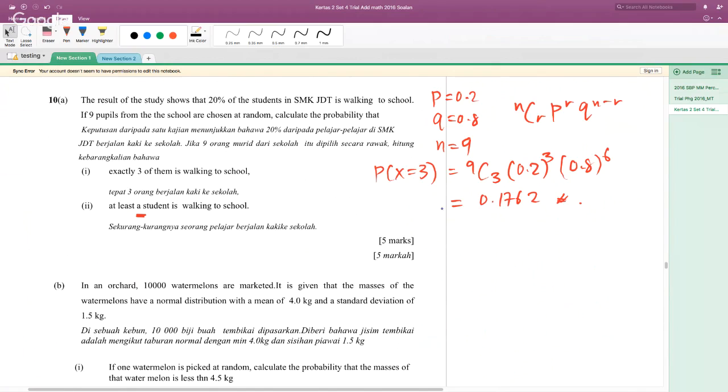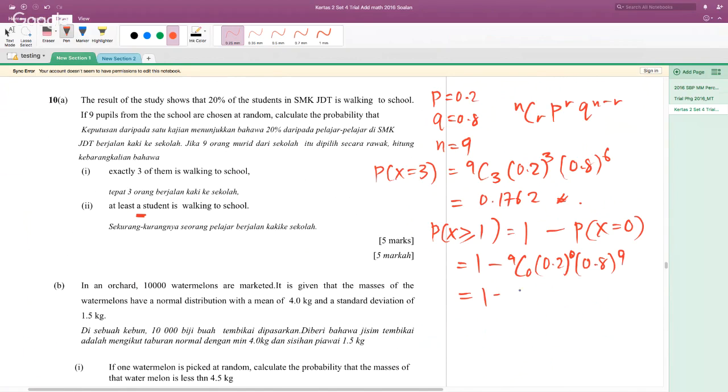Then, at least a student here means at least one student is walking to school. That means you should add from 1, 2, 3, 4, 5, 6, 7, 8, 9. You should add from 1 to 9, but then there's a lot of work. So what I will do is use 1 total minus the part I do not want, which is x equals 0. So it is 1 minus 9C0, 0.2 to the power of 0, and then 0.8 to the power of 9. So basically 1 minus 0.8 to the power of 9. So your answer should be 0.8658. Okay? This is how to do question 10, part A.